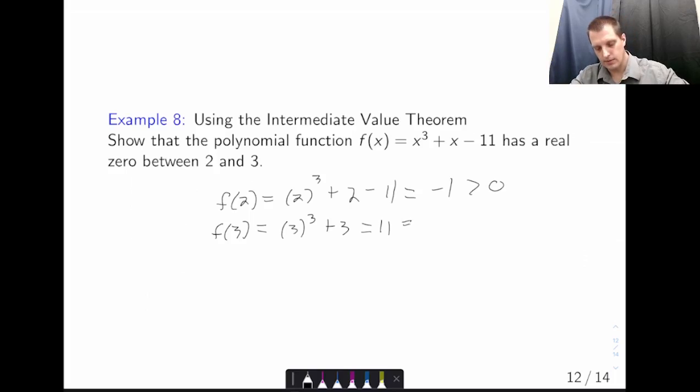I get, oh, sorry, that was less than 0. So I get a 27, which is greater than 0. So here we see that there has to be a 0 between the numbers 2 and 3. What it is, I don't care. We just showed that there is one.